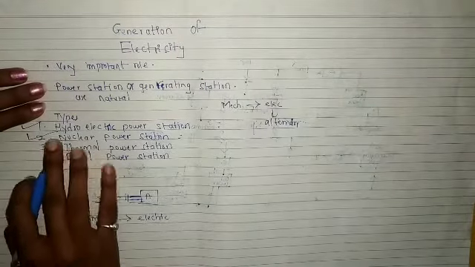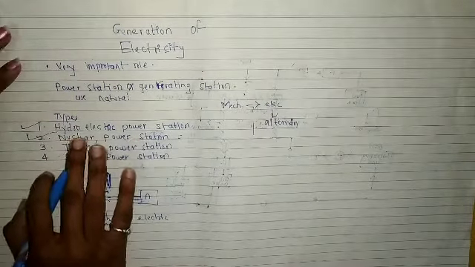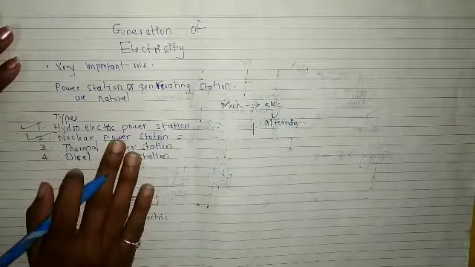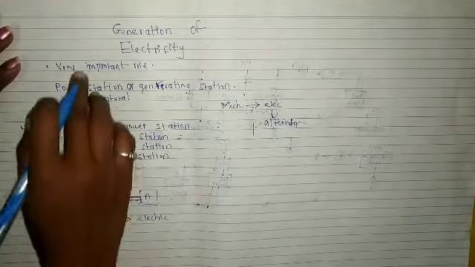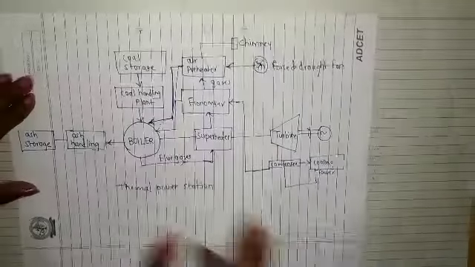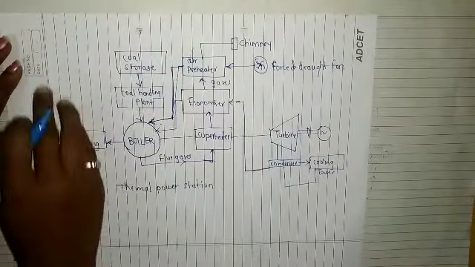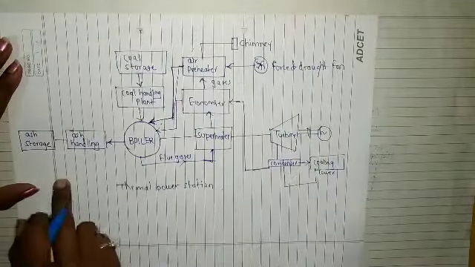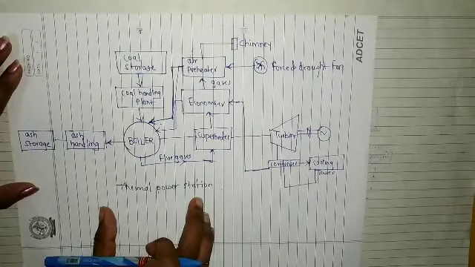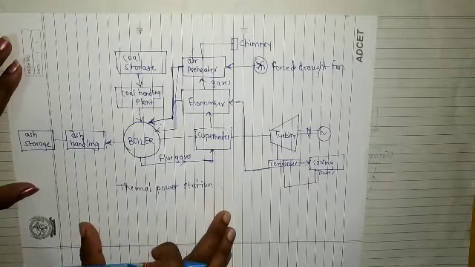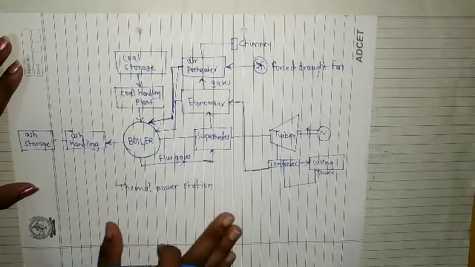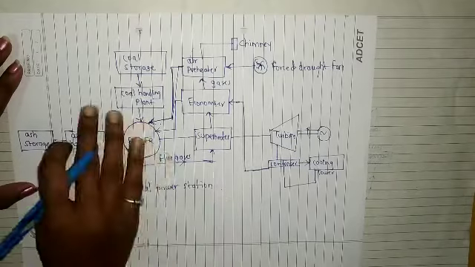But first, whenever the question is asked, explain hydroelectric power station or whichever they ask, what you have to write is, first draw the layout diagram. So this is the diagram of the thermal power station. First you have to draw this diagram. After this diagram, you have to give the description, 4 to 5 lines of description, and then the function of each equipment.